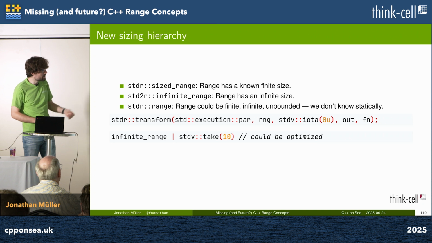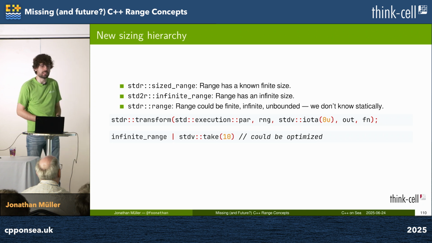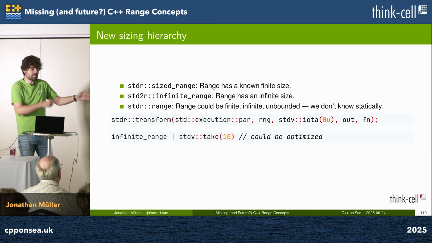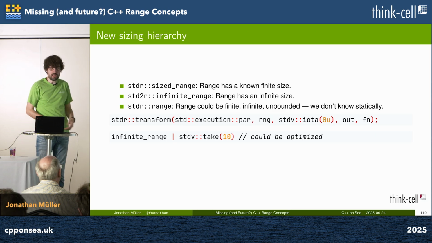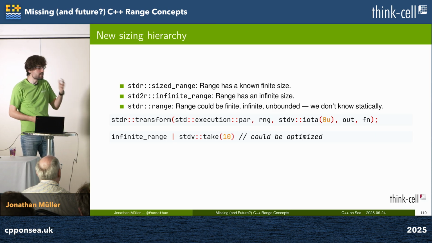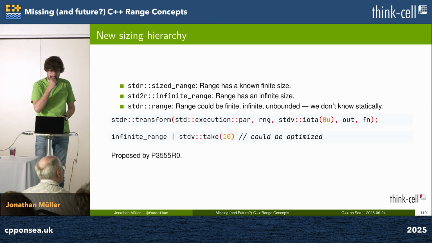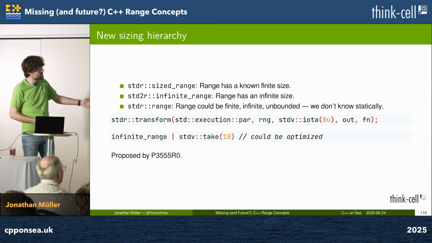We can do optimization. So we have an infinite range and we take 10 elements. Take does a bounds check. Every iteration does a check, hey, have we exhausted the underlying range? But if it's infinite, we can omit that bounds check. And in fact, there's going to be an unchecked take in the pipeline anyway, where you know that you're bigger than 10. And so I wrote a paper to propose this.